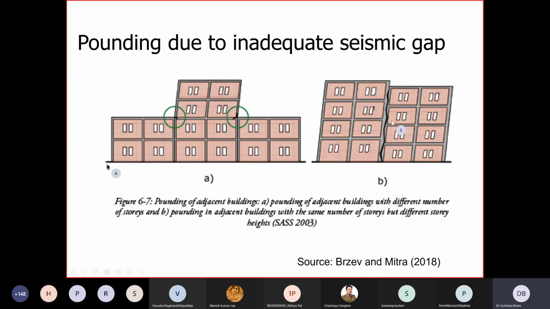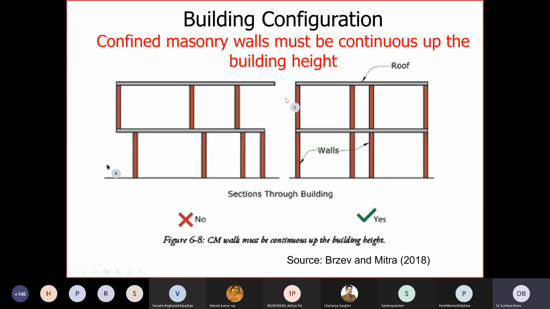So there are some rules in these publications. We also suggested some sizes of the gaps and recommended the gap size. And these are some examples of how pounding would look like if three buildings are constructed next to each other. So this applies to any other type of construction, not only to confined masonry.